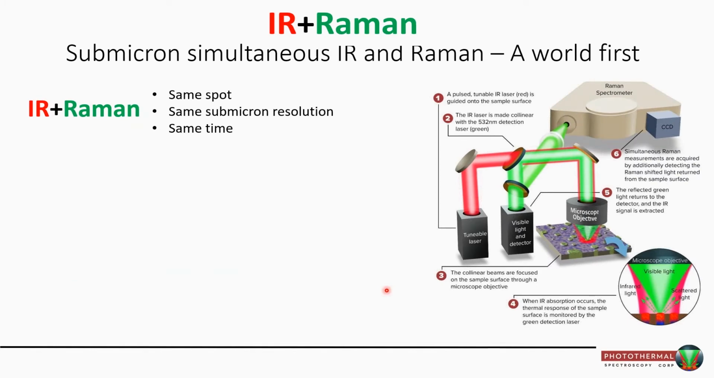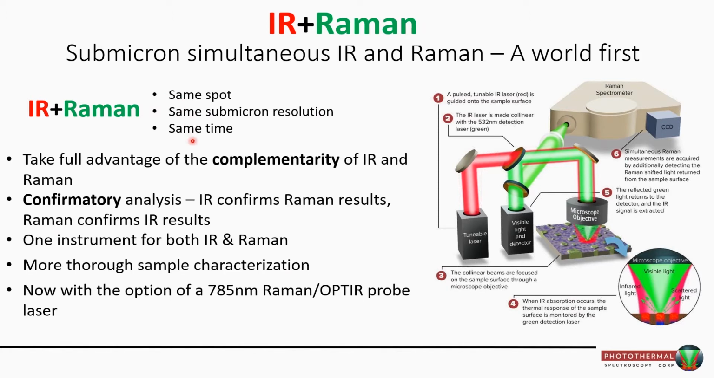One of our key value propositions, and what I think excites people the most, is the fact that we can now do infrared and Raman in the one measurement with the one click of a button, and provide a submicron simultaneous collection. So it's same spot, same submicron resolution at the same time. It takes advantage of the complementarity that we've been taught about and heard about as it relates to how infrared and Raman work together. It's also confirmatory.